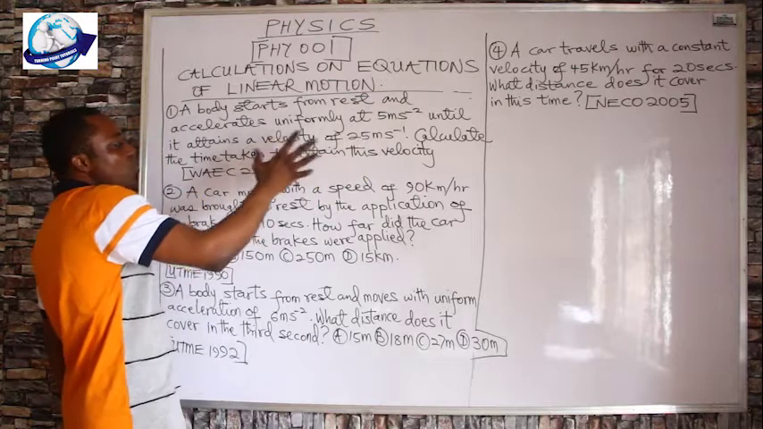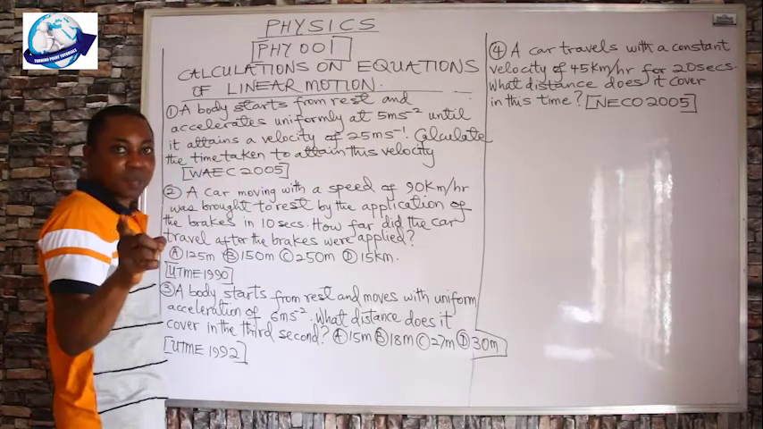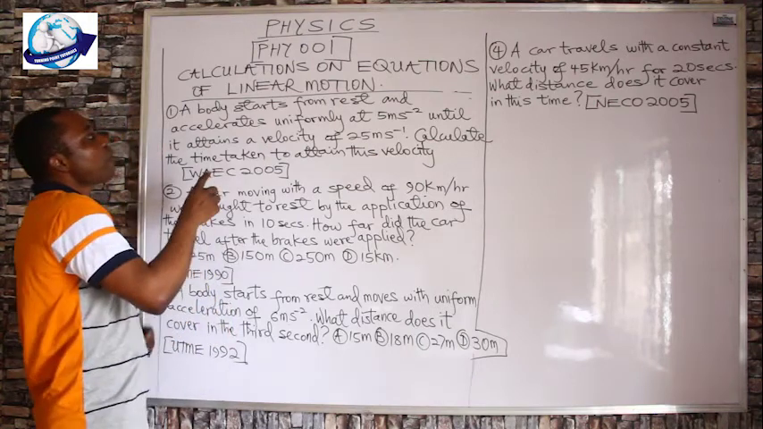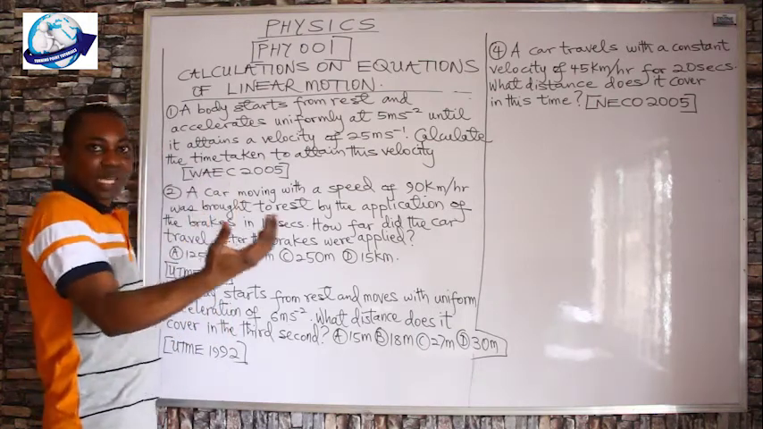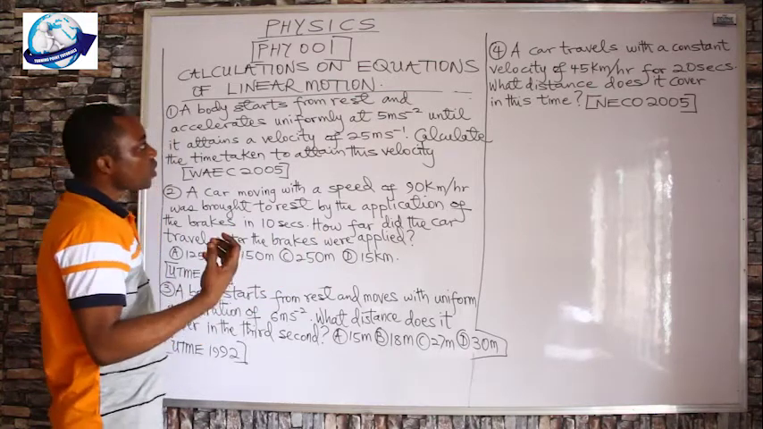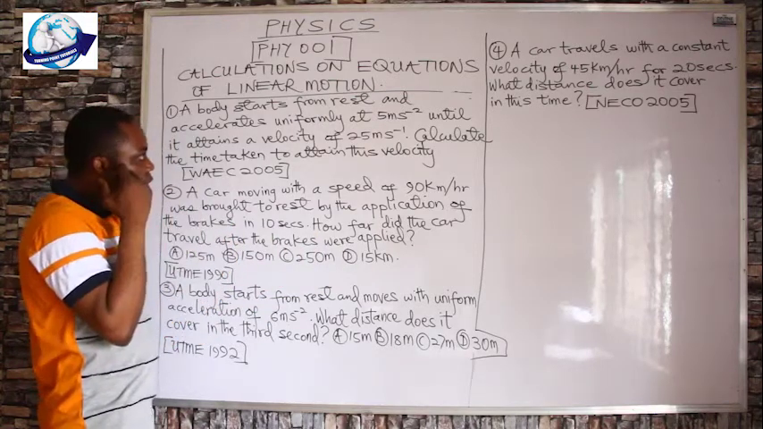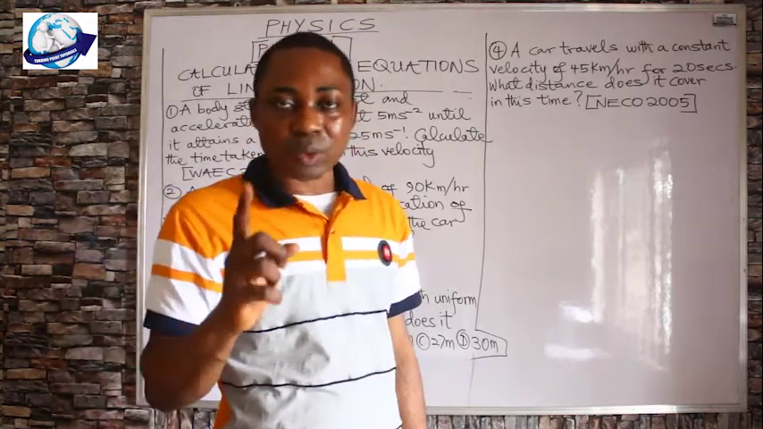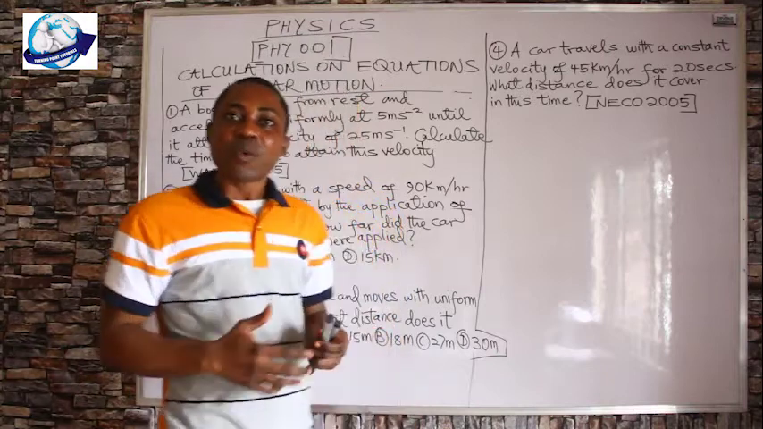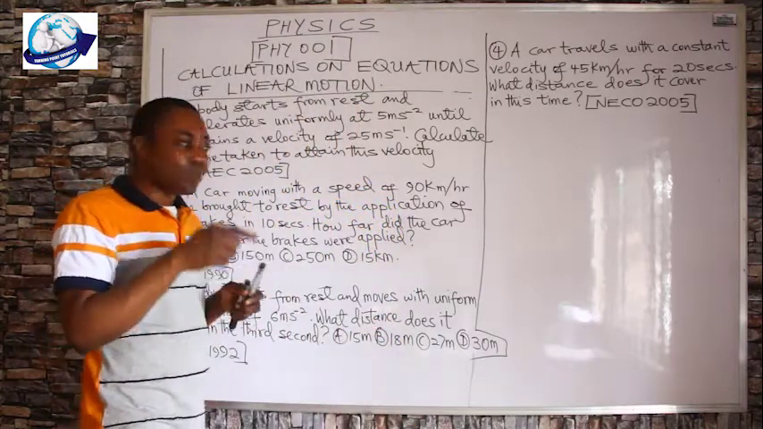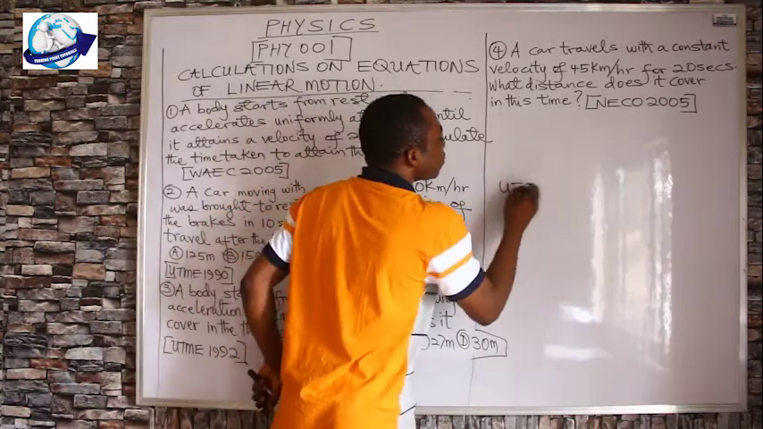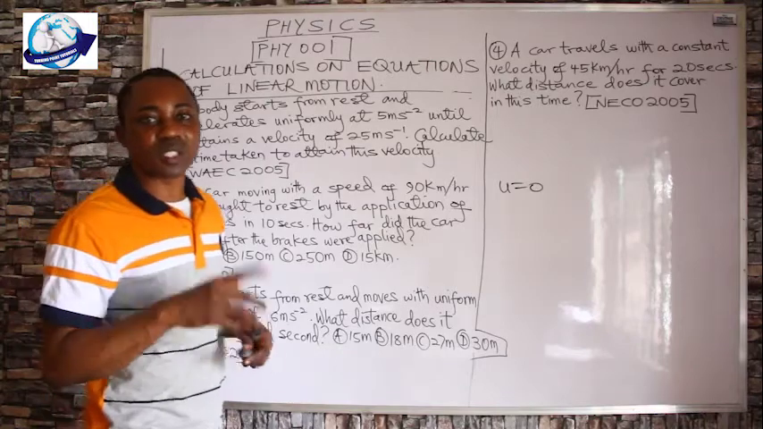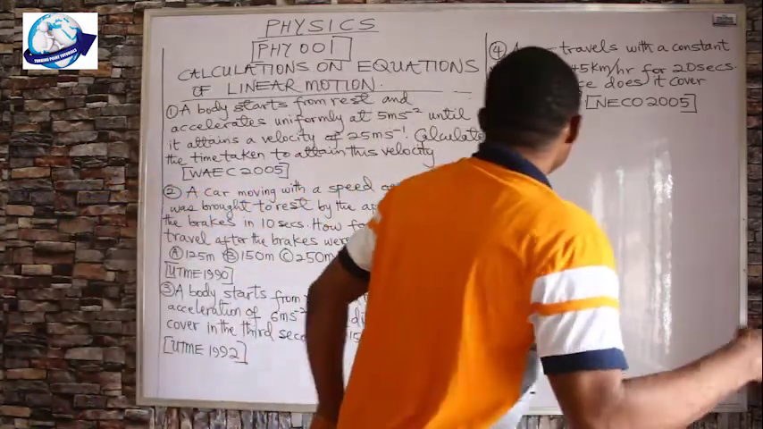But there are some things we need to consider. Like I said last time in the former class, we must remember that when a body starts from rest, what should be equal to 0? The initial velocity. When a body comes from rest, u, which is the initial velocity, is equal to 0. And when the body goes to rest, then v, which is the final velocity, is equal to 0.